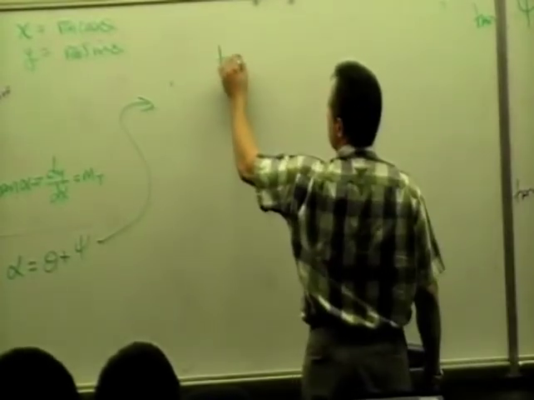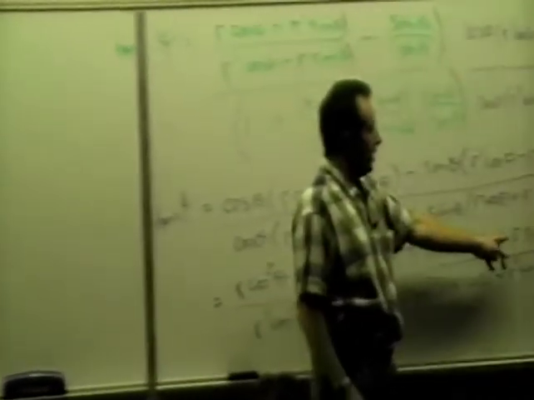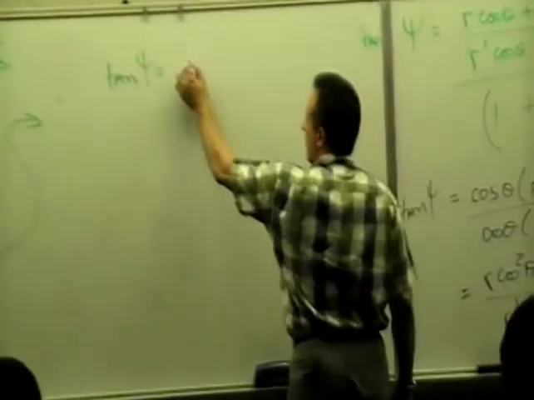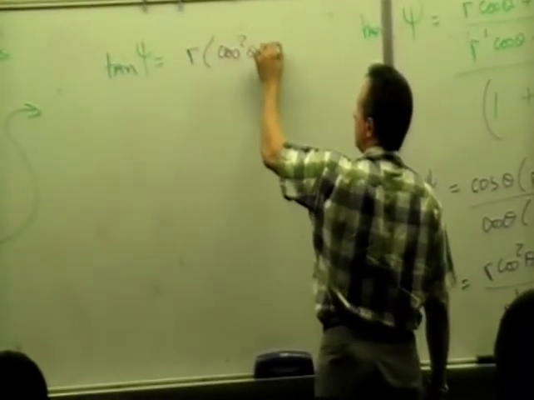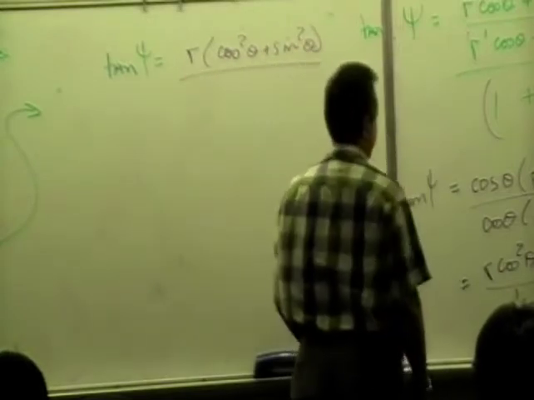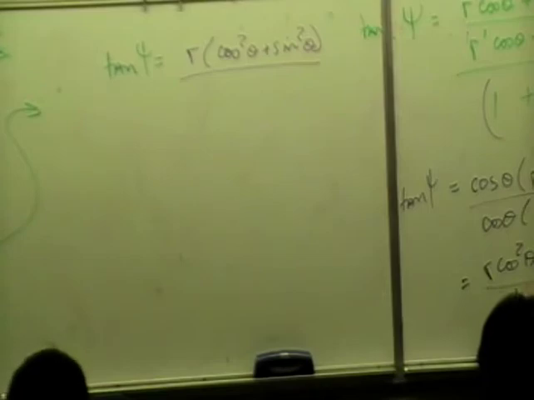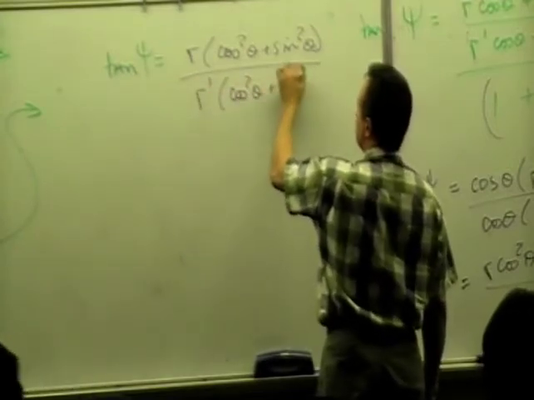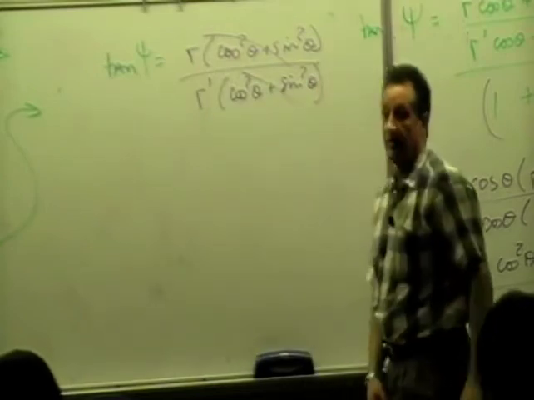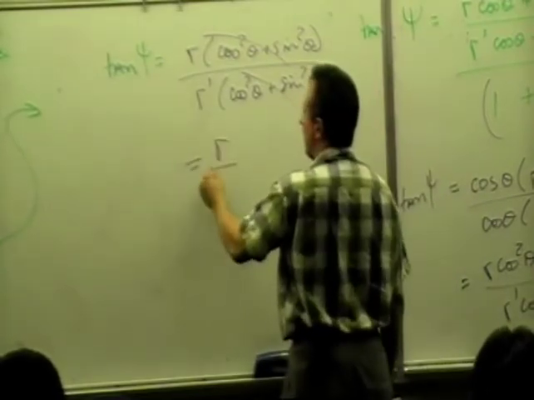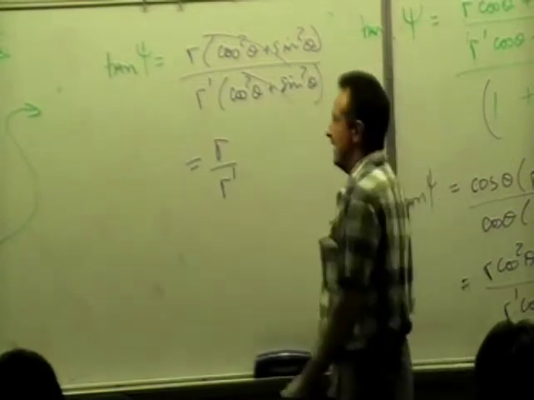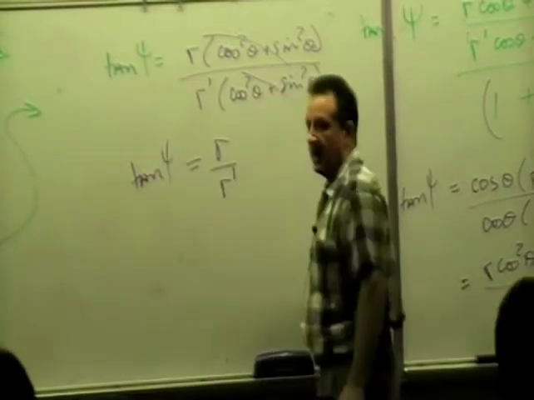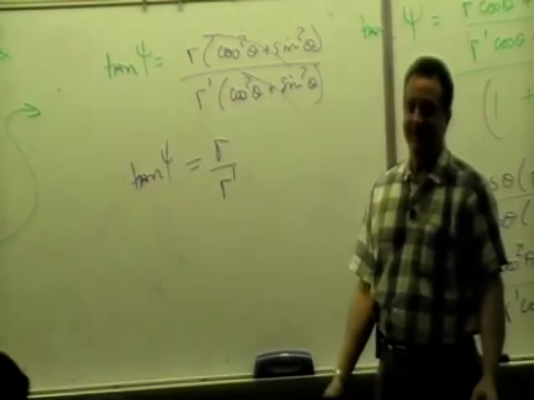I now have the tangent of psi equaling r cosine squared theta plus r sine squared theta, which is r times cosine squared theta plus sine squared theta, over r prime cosine squared theta plus r prime sine squared theta, which is r prime times cosine squared theta plus sine squared theta. Those are both 1 and they cancel, giving you simply r over r prime. And that's equal to the tangent of psi. See, God is on my side.